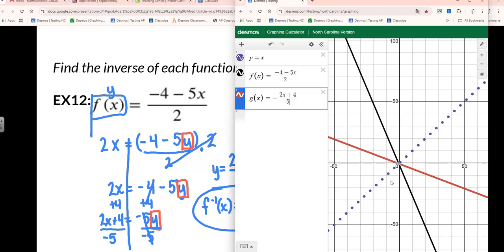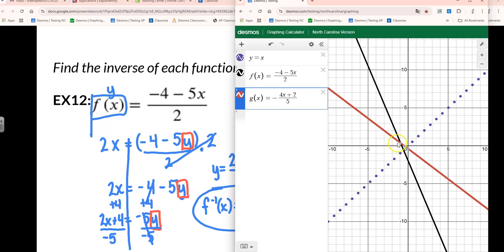Again, this is not going to guarantee that you get it right, but if it's way off, like let's say we had a 4 here and a 2 here, I can see that those two don't cross on my dotted line. So that would let me know, oh, I messed up somewhere. That's not right if I see that it's not symmetric there.